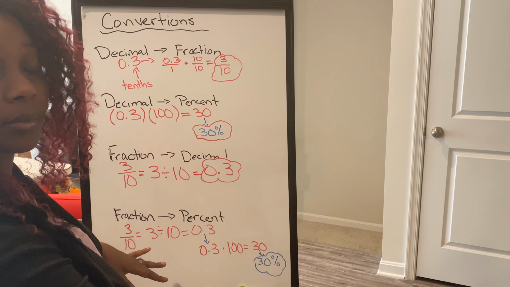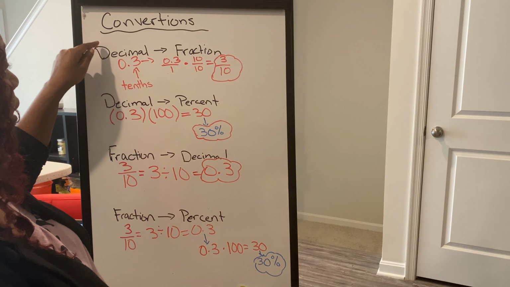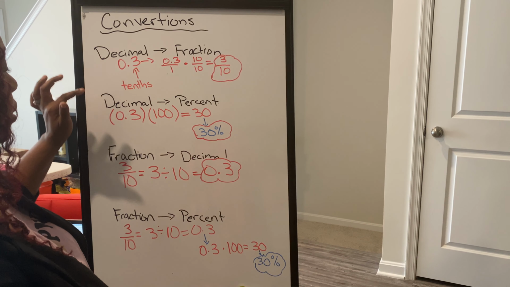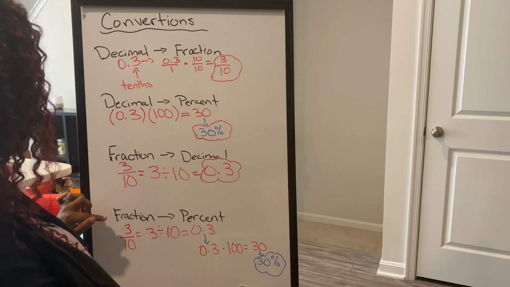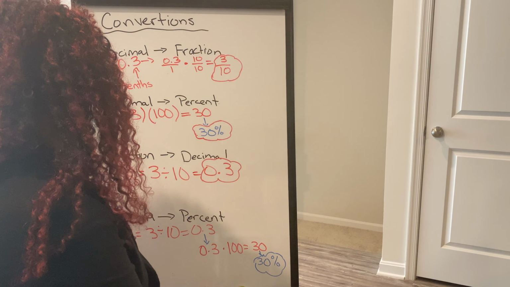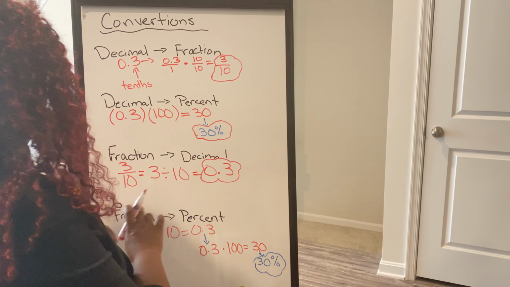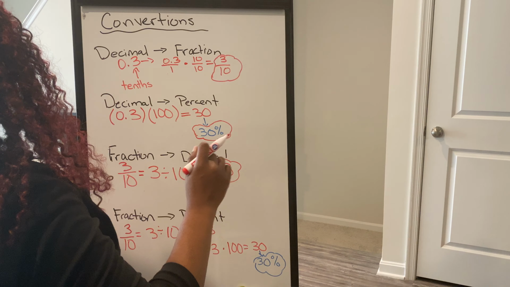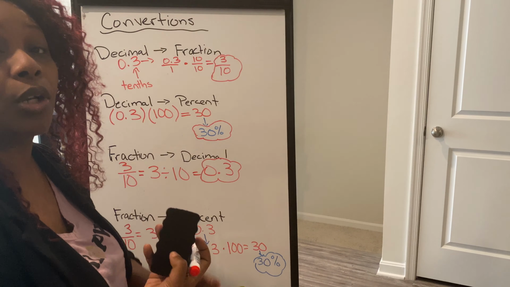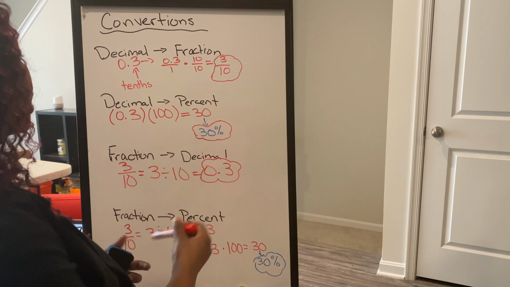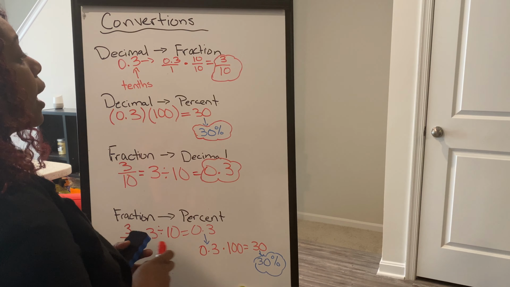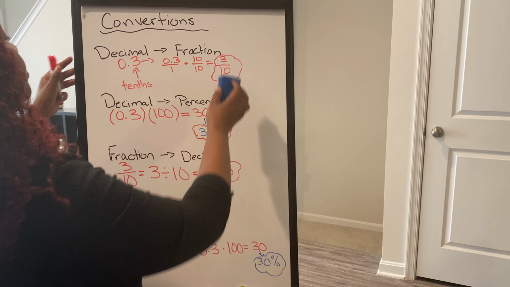That's what we have for our conversions from decimal to fraction, decimal to percent, fraction to decimal, and fraction to percent. So lastly, we're going to look at the percents. So I'm going to look at how do I go on my percent side? How do I go from a percent to a decimal and a percent to a fraction?